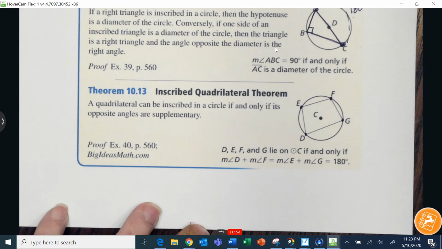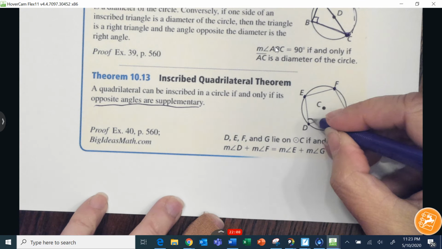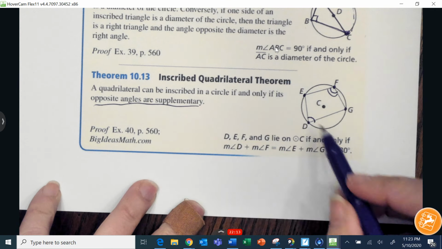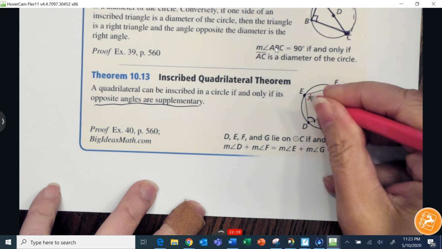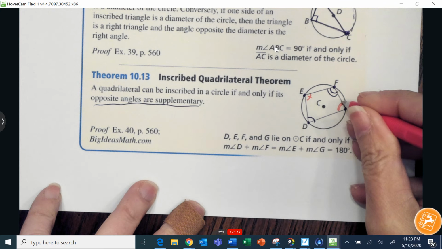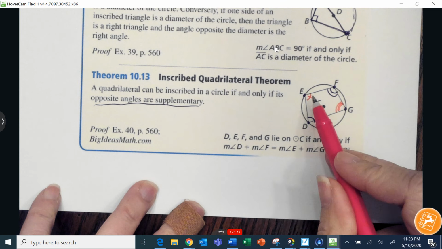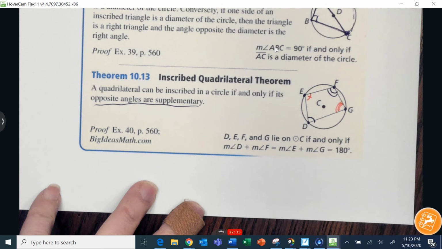So if all four angles are on the circle, then we have a theorem that says the opposite angles are supplementary. So what does that mean? Opposite angles, like angle D and angle F, they're not the same, they're supplementary, which means that they add up to equal 180. That would be different than angle E and angle G. These are also supplementary. They also add up to be 180, but that does not mean that E and D are congruent. It just means separately they're going to add up to be 180 each.